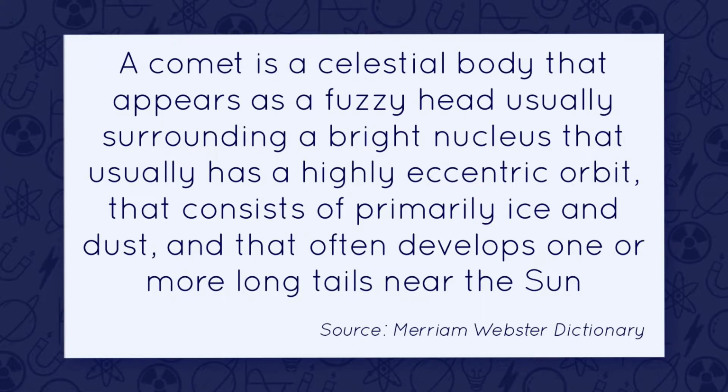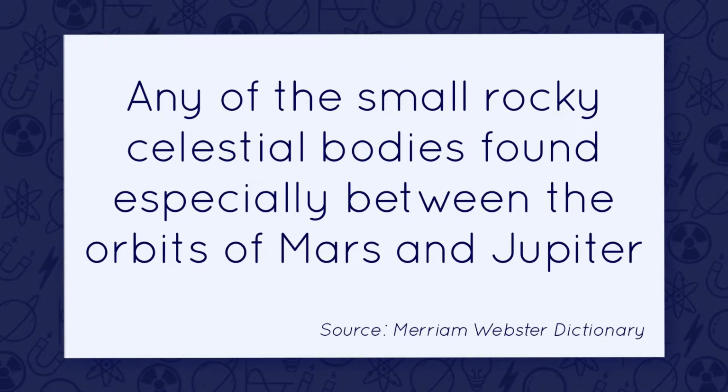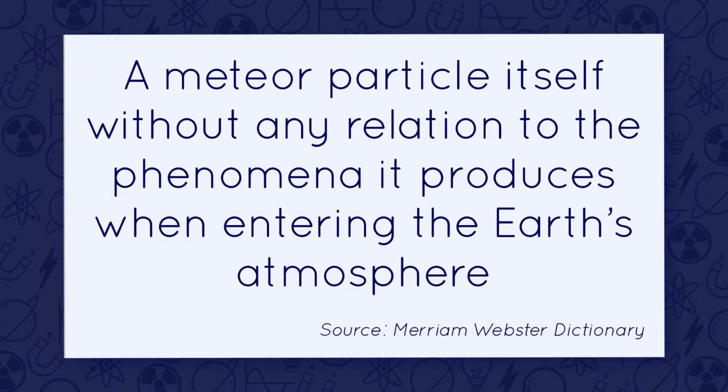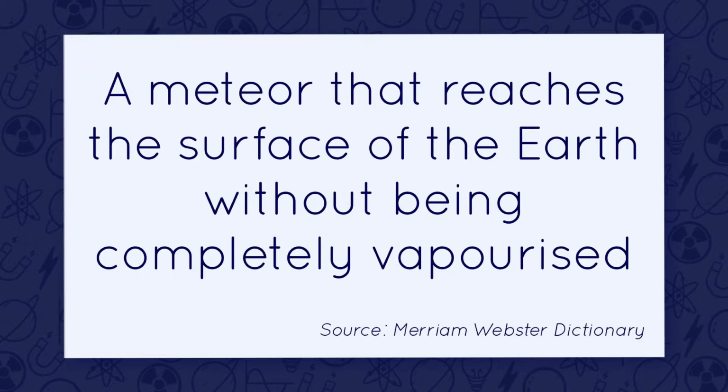A comet is a celestial body that appears as a fuzzy head, usually surrounding a bright nucleus, that has usually a highly eccentric orbit that consists primarily of ice and dust that often develops one or more long tails when near the sun. An asteroid is defined as any of the small rocky celestial bodies found especially between the orbits of Mars and Jupiter. A meteor is any of the small particles of matter in the solar system that are directly observable only by their incandescence from frictional heating on entry into the atmosphere. And a meteoroid is a meteor particle itself without relation to the phenomena it produces when entering the Earth's atmosphere. And a meteorite is a meteor that reaches the surface of the Earth without being completely vaporized.